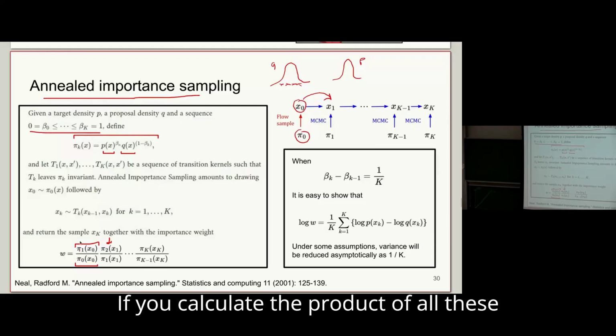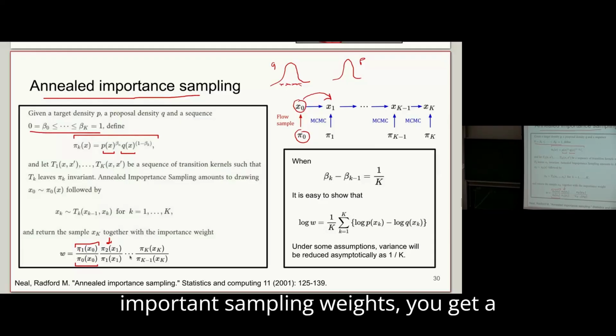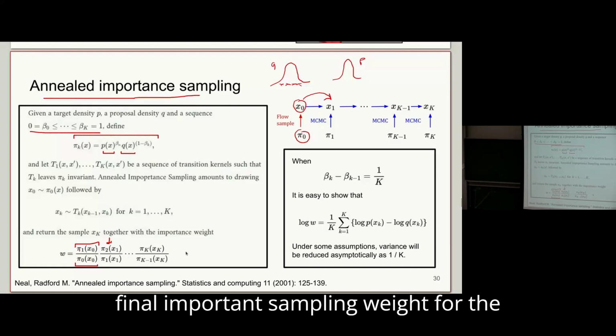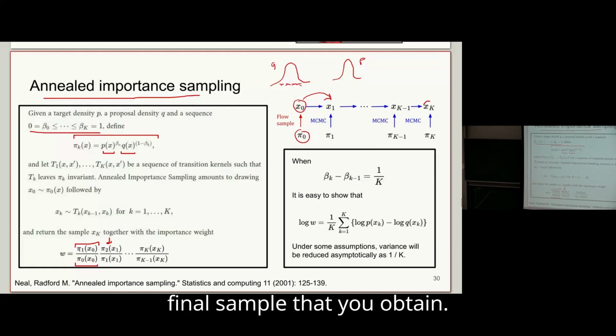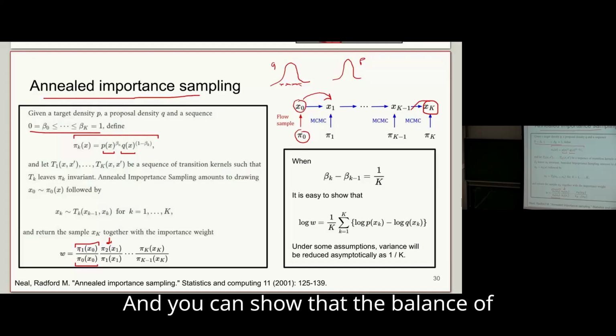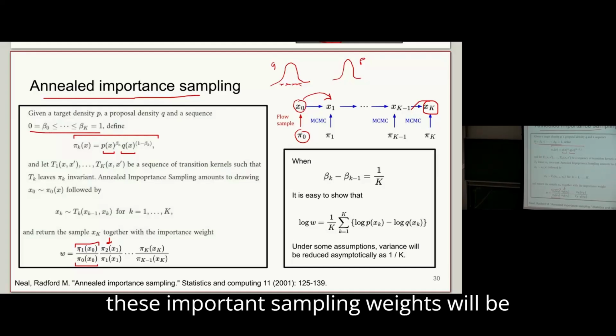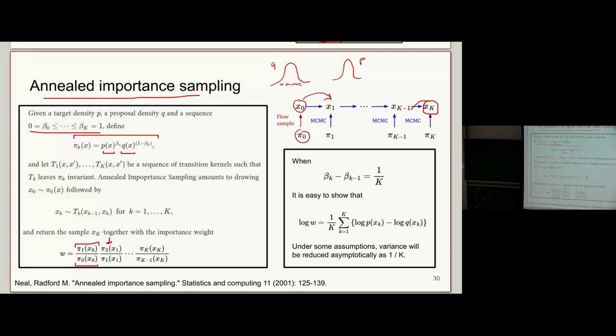If you calculate the product of all these importance sampling weights, you get a final importance sampling weight for the final sample that you obtain. And you can show that the variance of these importance sampling weights will be smaller.